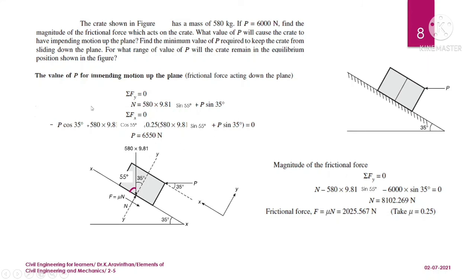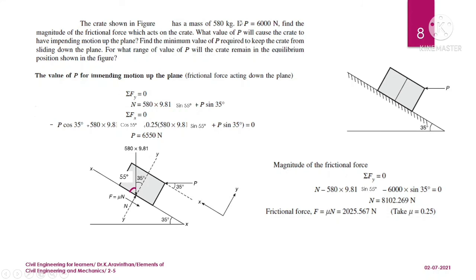The only one unknown is P here. So rest of the things are known. So you can simplify, you will be getting P equal to 6550 Newton. So if you apply this 6550 force, you can move this object upward. So you can move this crate to the upward direction. And the magnitude of frictional force.